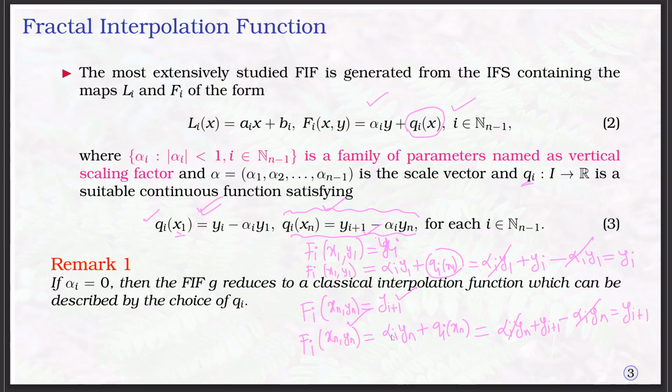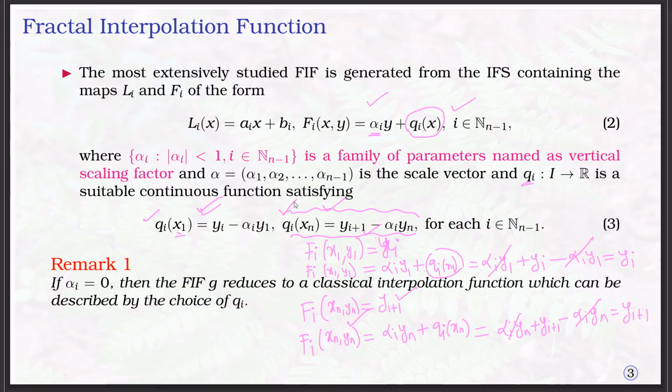So what is the use of this? Here alpha_i contracts the points in the y direction, whereas this q_i acts in a role similar to b_i. It will bind the data points, so that the curve will pass through the data points and connect them. There will be no discontinuity. So this is the role of q_i.